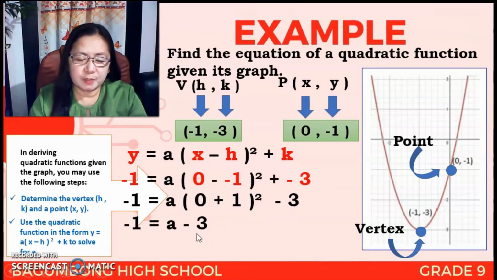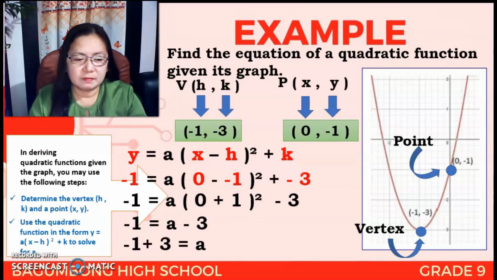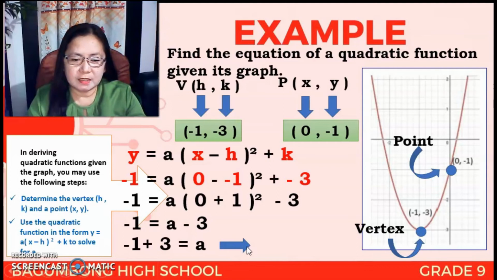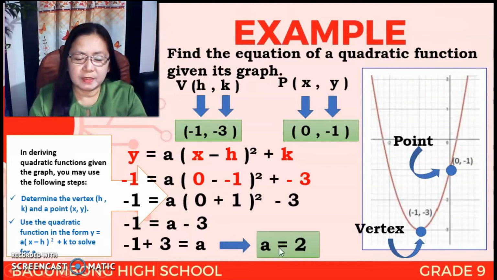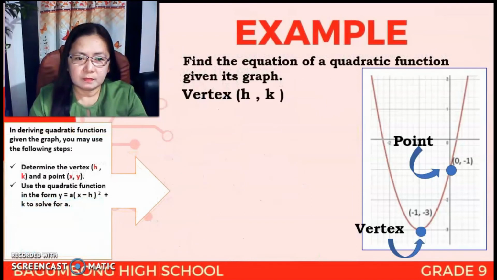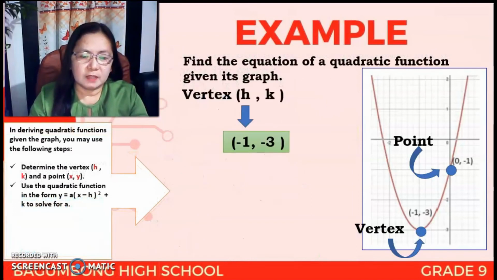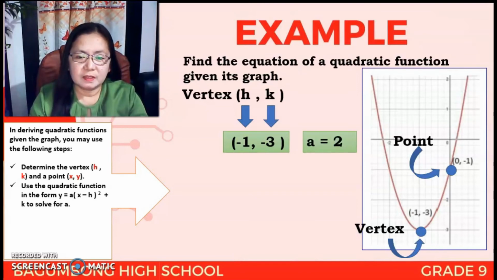By using the addition property of equality, add positive 3 to both sides of the equation. We have negative 1 plus 3 is equal to a. And negative 1 plus 3 is equal to 2. So, a now is equal to 2. So, let us rewrite the vertex: negative 1, negative 3. The obtained value of a is 2.